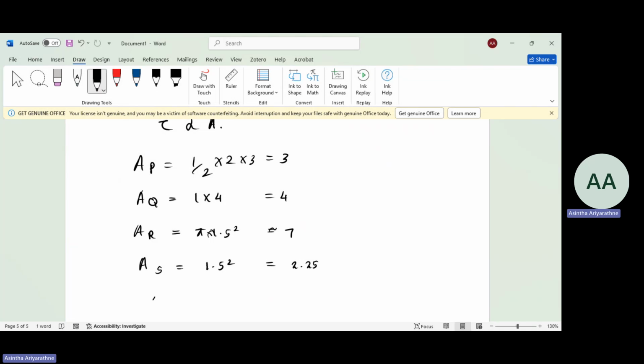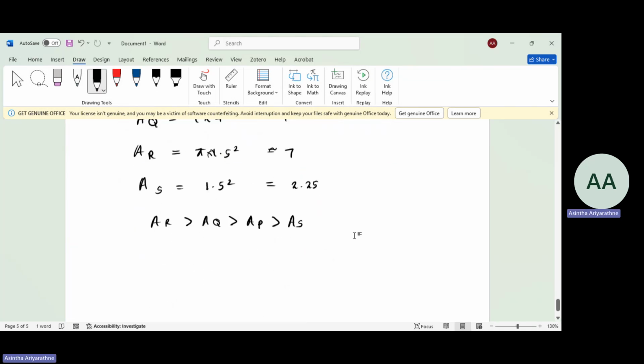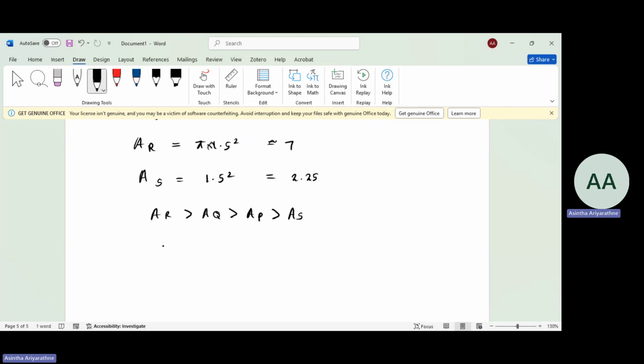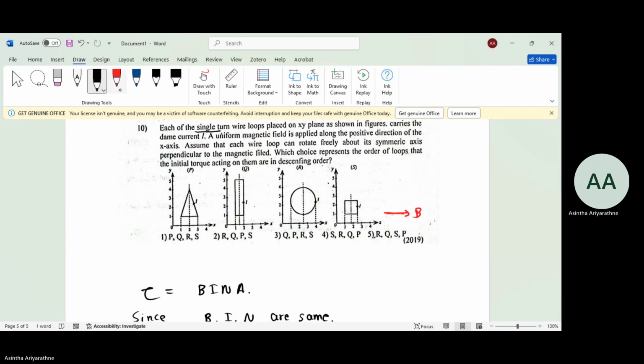That's all. The highest area is R, then Q, then P, then S. So torque is also proportional in the same manner. So the highest torque will be for R, then for Q, then for P, then for S. So R, Q, P, S is the descending order of torque. Second one.